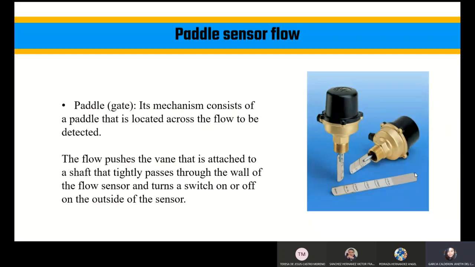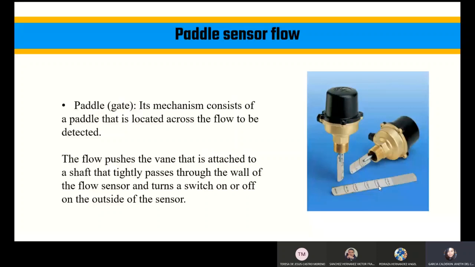As for the function of the sensor, we are going to introduce the sensor in the flow that we are going to detect. The sensor is going to push the paddle when the fluid or the flow crosses the paddle, and the mechanism that the sensor has is going to turn on a button or a signal that is going to show us that the flow is crossing the mechanism.